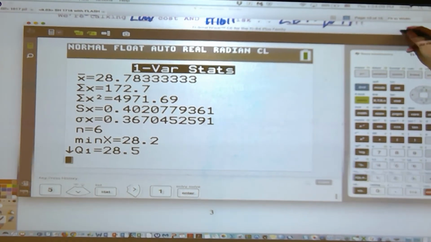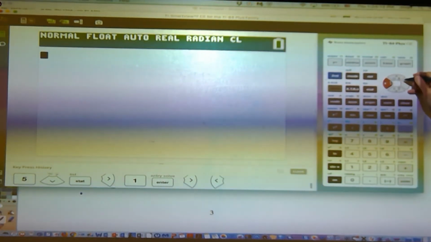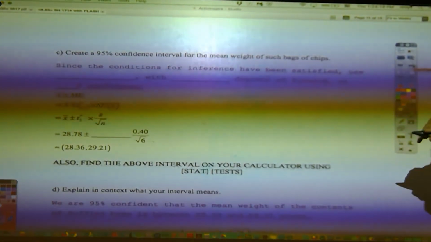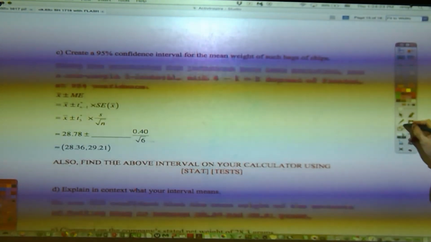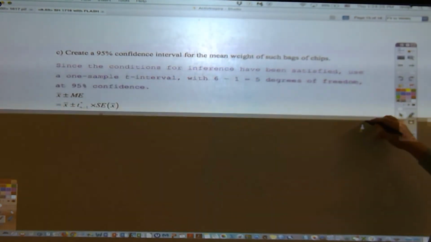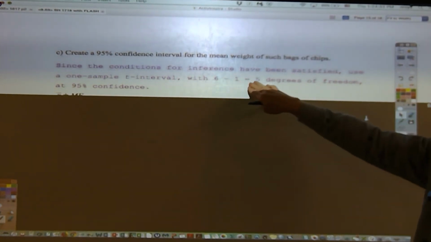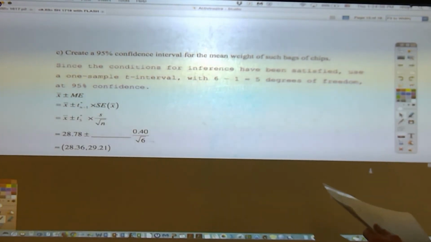It says create a 95% confidence interval. And that's on the next page here. So just skipping ahead to the last section, 95% confidence interval. Here's what I would expect you to do. Since the conditions for inference have been satisfied, use a 1 sample t interval with 6 minus 1 is 5 degrees of freedom, 95% confidence. You got to show your work.